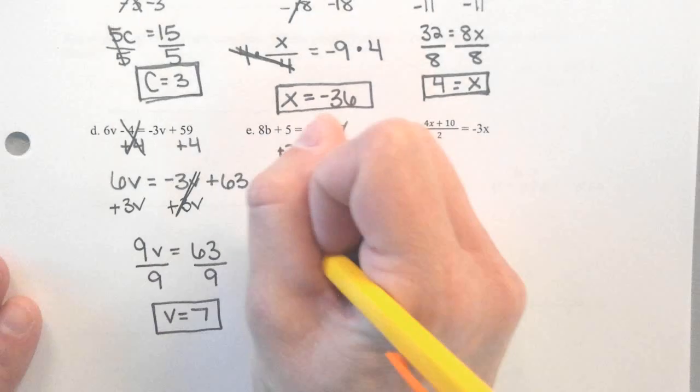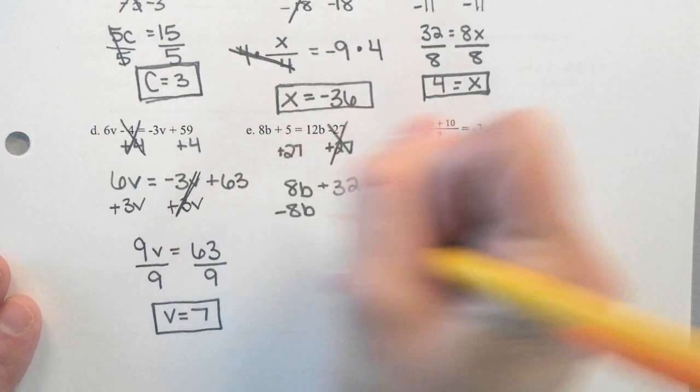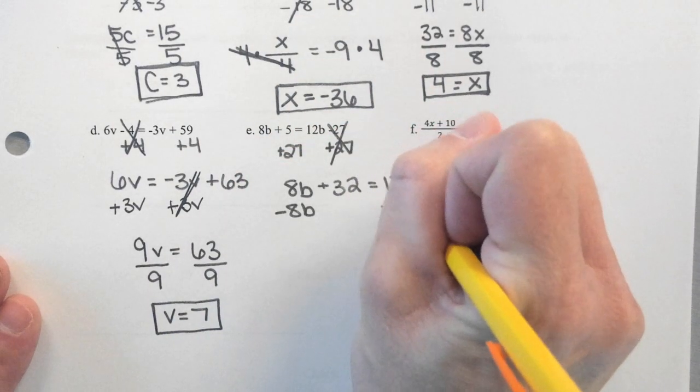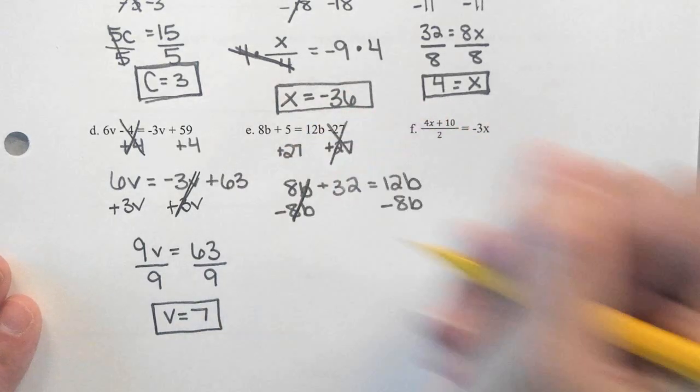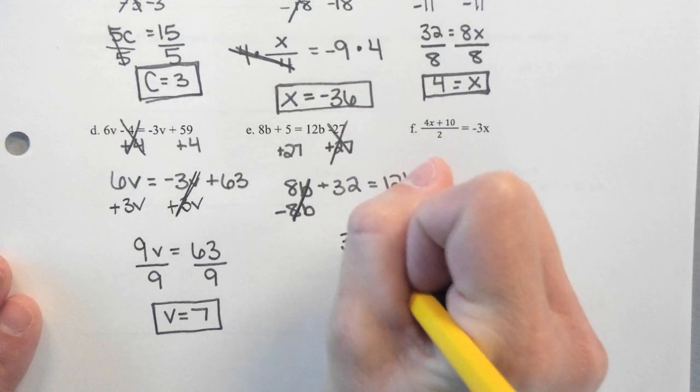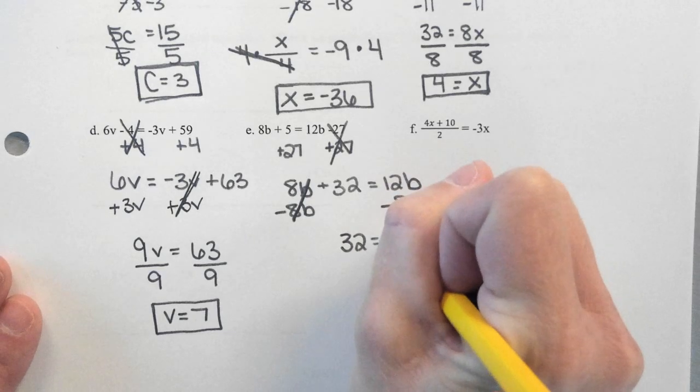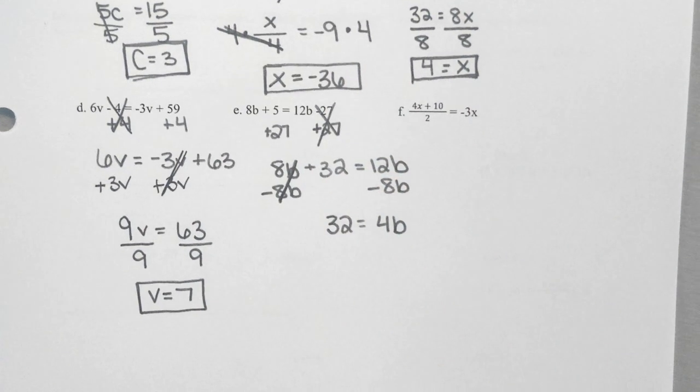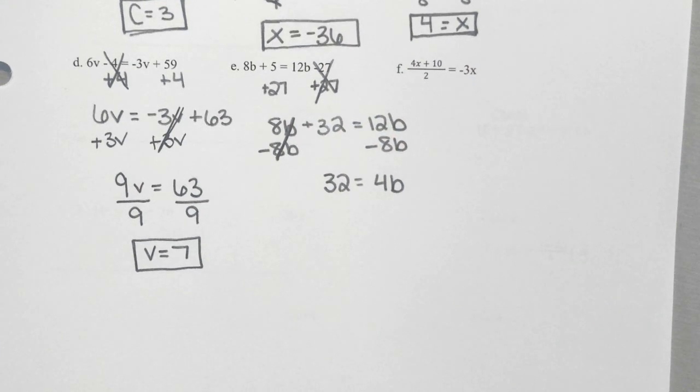Yeah, let's get the b's together. So I'm going to subtract the 8b over to the other side. So this cancels. 32 equals 4b. So Olga, if I have 4b, how could I get rid of the 4? What would I do? Divide each side by 4.